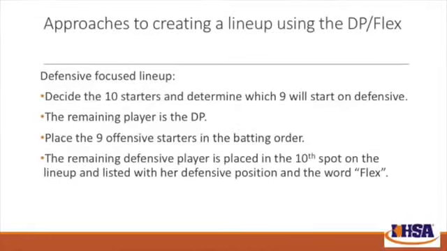Likewise, a coach may want to deploy a particular defensive strategy. The coach would identify the 9 defensive players that fit his strategy, looking for one offensive player that provides an upgrade in a certain position. He would put those 9 offensive players in the batting order, and in the 10th spot he would place the defensive or flex player that he is choosing to bat for.